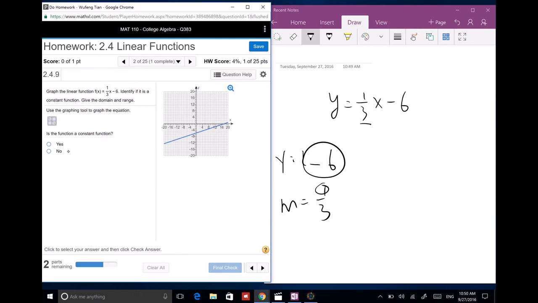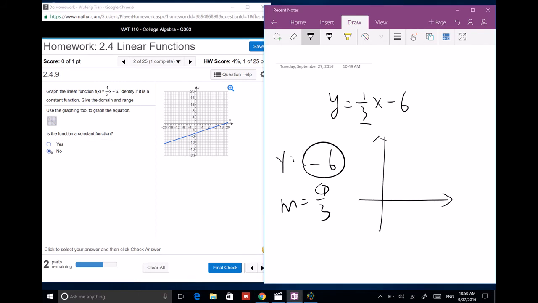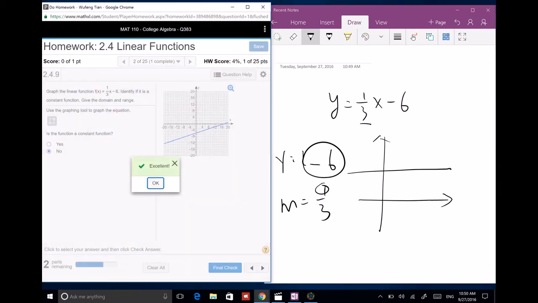Is the function a constant function? No, it's not a constant function. A constant function means the y value never changes, like this. But in this one, the y value is increasing as x increases, so it's not a constant function.